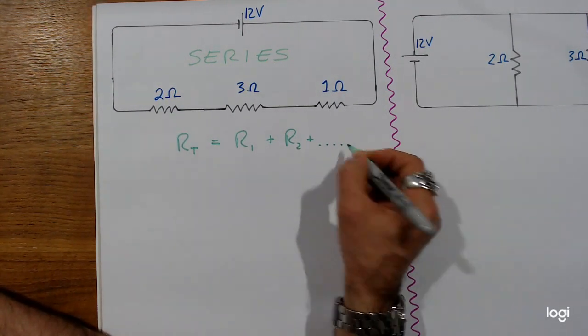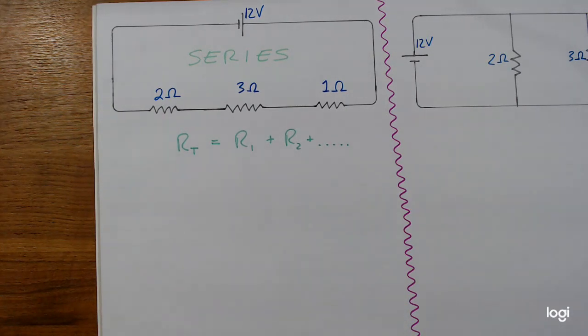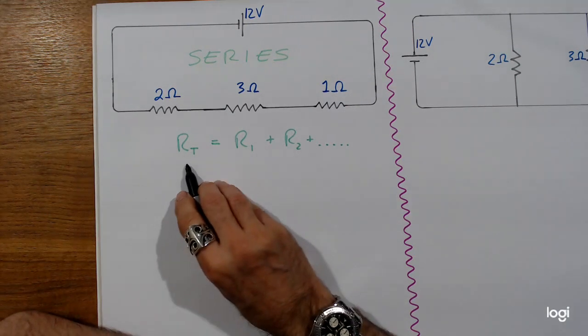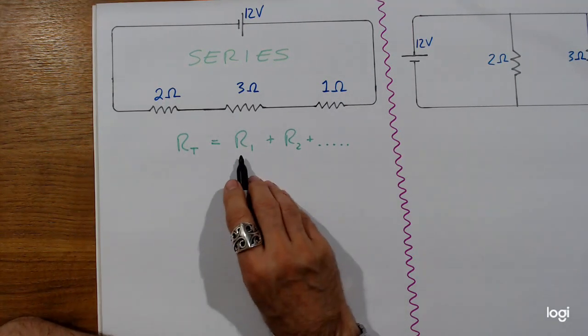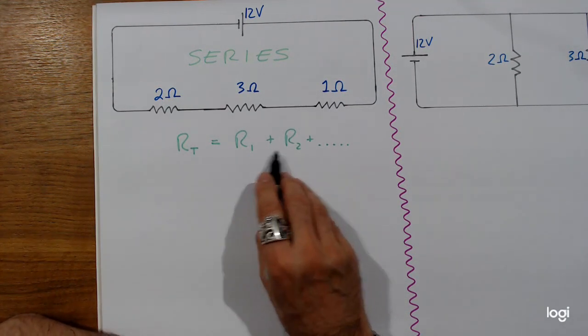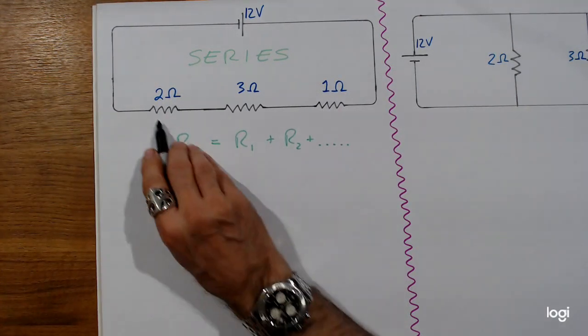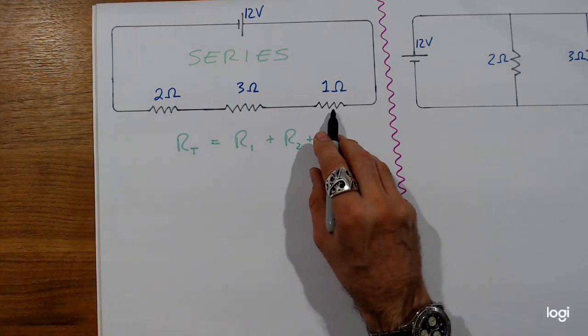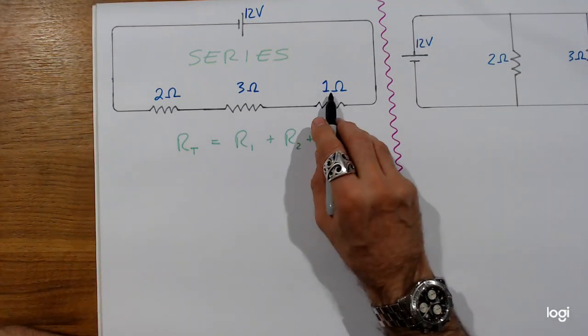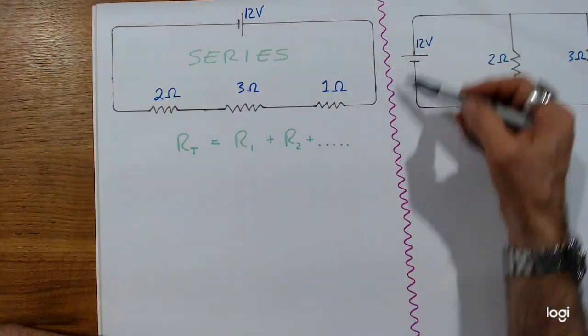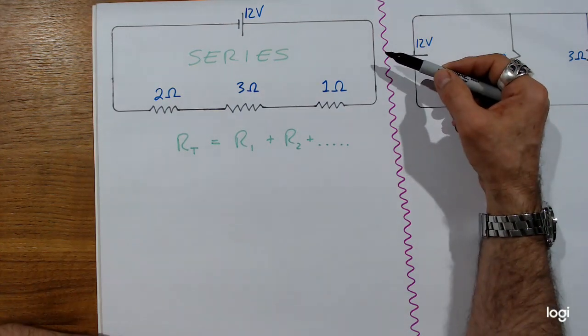And this is it. And it's to be expected. The more you think about it, the more it makes sense. This basically just says that the total resistance of a circuit equals the resistance of the first resistor plus the resistance of the second resistor plus, as many as you have. In this particular case, we have 3, so we just add those 3 together. 2 plus 3 plus 1 is 6. The total resistance of that circuit is 6 ohms.